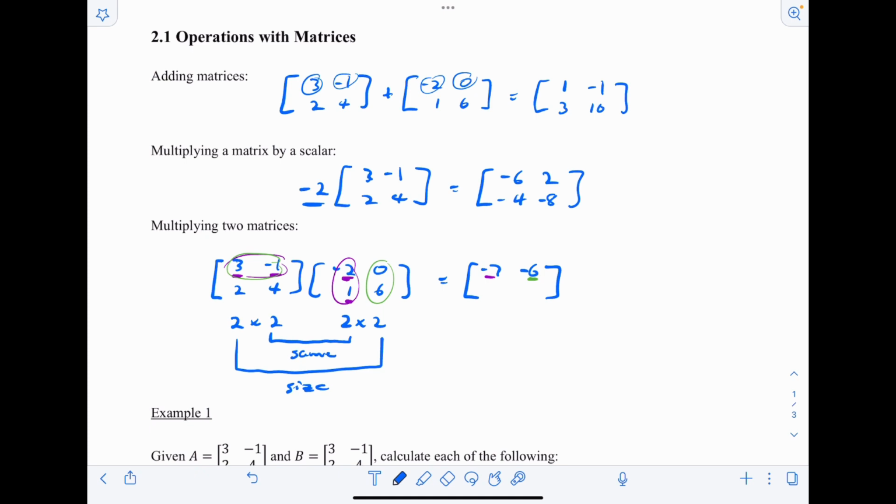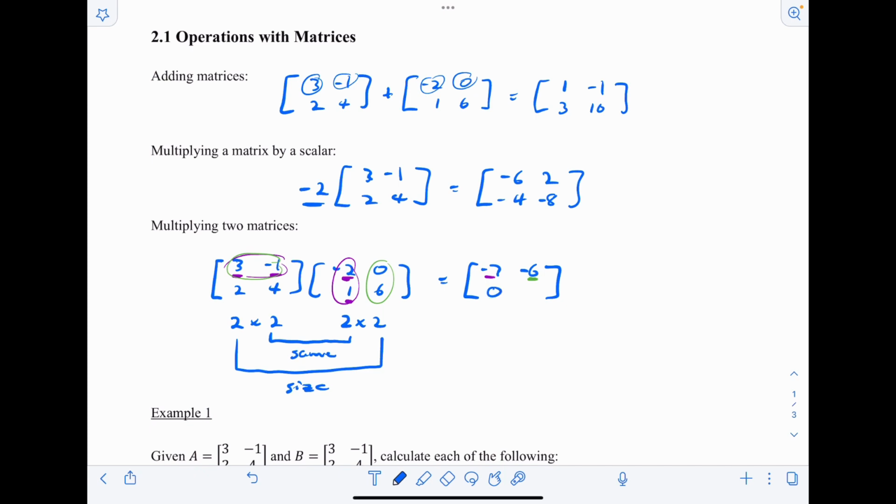Now we go to the next row. So now I'm going to take the 2, 4 and multiply that by each of the columns in the same way. So I'll speed this one up a little bit. Taking the 2, 4 times the -2, 1, the column in the second, I'm going to have 2 times -2 is -4. 4 times 1 is +4. -4 plus 4 is 0.